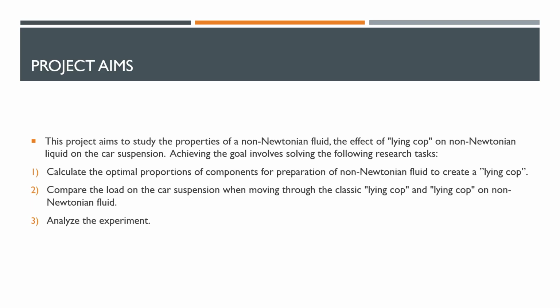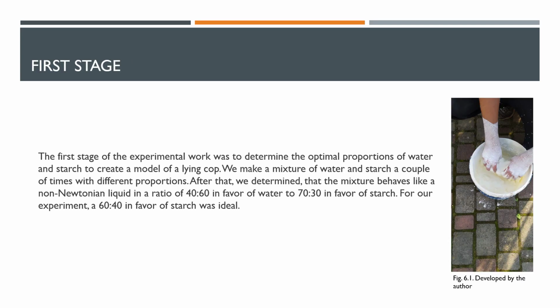This project aims to study the properties of a non-Newtonian fluid and the effect of a line cop based on non-Newtonian liquid on the car suspension. Achieving the goal involves solving the following research tasks. First is to calculate the optimal proportions of components for preparation of non-Newtonian fluid to create a line cop. Second is to compare the load on the car suspension when moving through the classic line cop and a line cop based on non-Newtonian fluid. Third is to analyze the experiment.